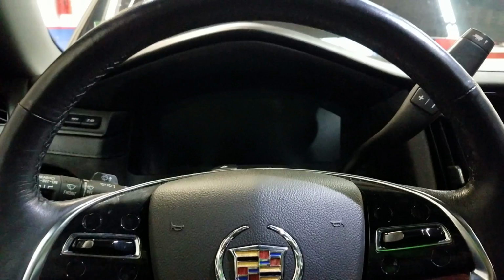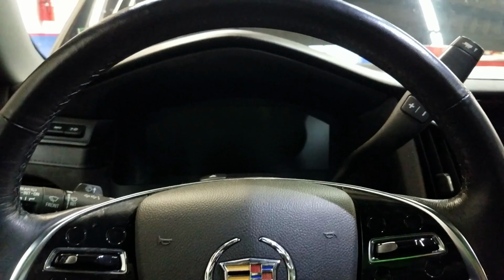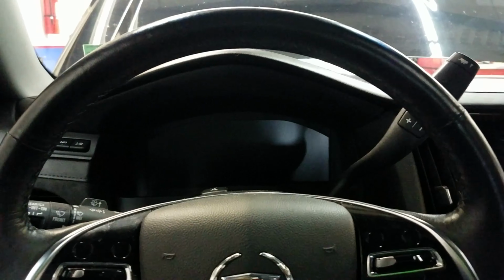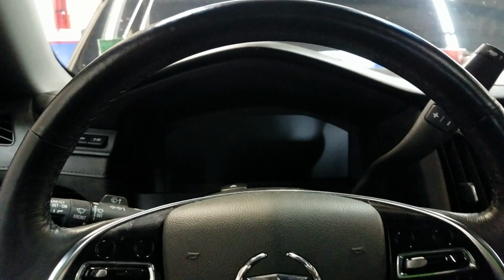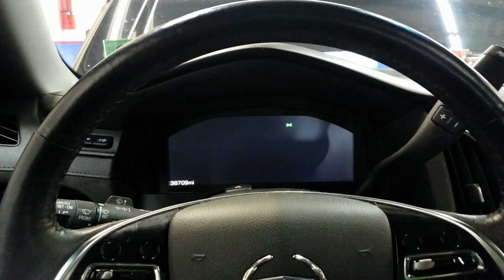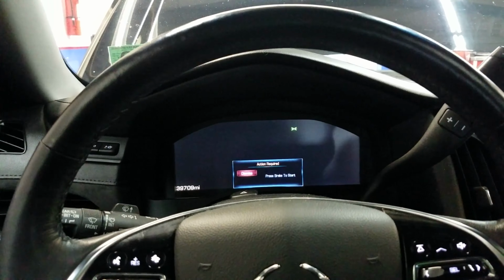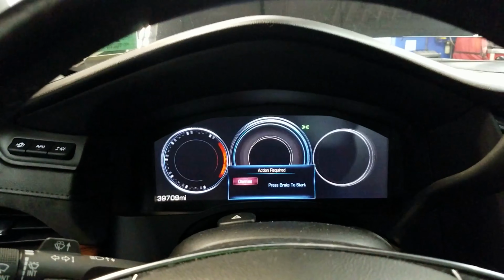Alright, this is how to reset your oil life on your 2015 Cadillac Escalade. On this one I was trying to figure it out, and what I was doing is I was turning it on, and let's get the display up here.